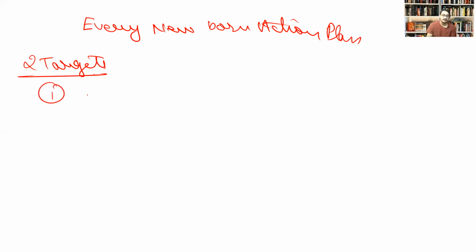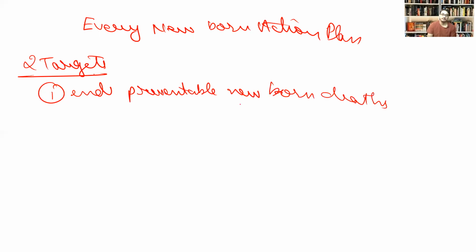First, we have to end preventable newborn deaths. There is a clear timeline: by 2035, we should have less than 10 newborn deaths per 1,000 live births. So that is the clear target. By 2035, we have to reduce the newborn mortality rate to less than 10, so like single digit figures we have to go.